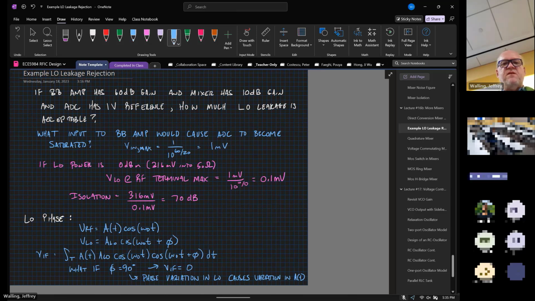how much LO leakage can get through the mixer and allow me to still receive the signal. Almost always this is based upon some specification related to the SNR that's acceptable at the baseband. In this case, what we're asking is what input to the baseband amplifier would cause an ADC that's following the baseband amplifier to become saturated. So that's the specification that we're looking at here.